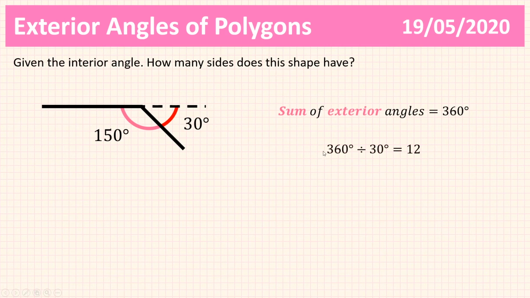So let's have a look. We do 360, which is the sum of exterior angles, and we divide it by 30, which is what each exterior angle is, and that tells us how many times we're going to be doing that 30-degree turn as we go around this shape, and we get 12. So this shape that we have here is a 12-sided shape. Okay, so that's how we would work out the number of sides a shape has by working out the exterior angle.